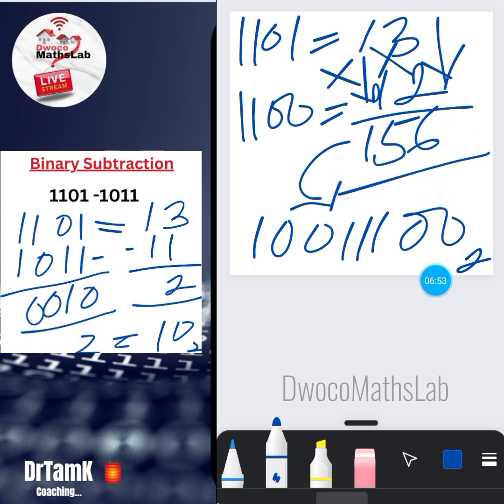Now converting 156 to base 2 is going to give us the same as 10011100. Try this at home, okay? You're going to get the same answer. Is that clear? I think this is very, very clear.